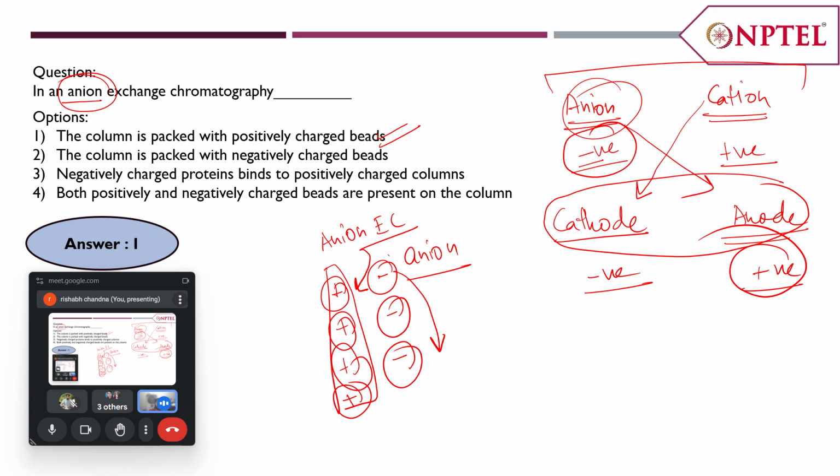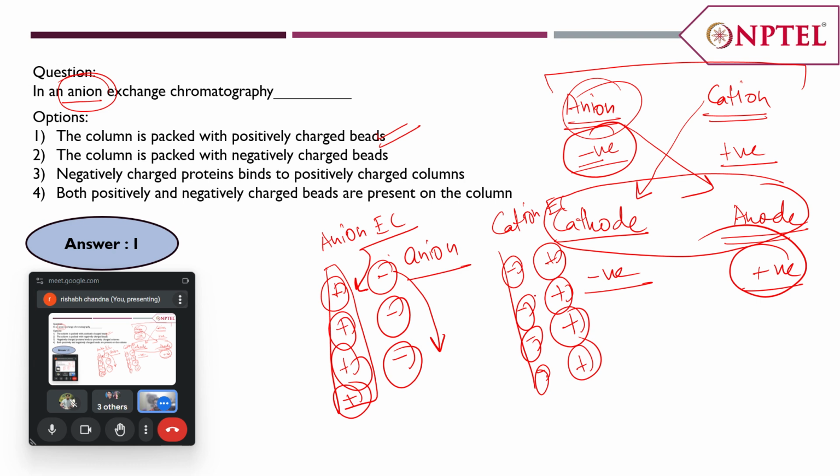Now the reverse will happen in cation exchange chromatography. In that case, we have negatively charged beads that will attract the positively charged analyte, and that will be eluted out after that.